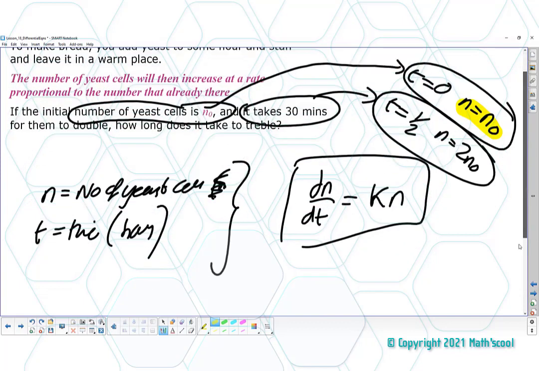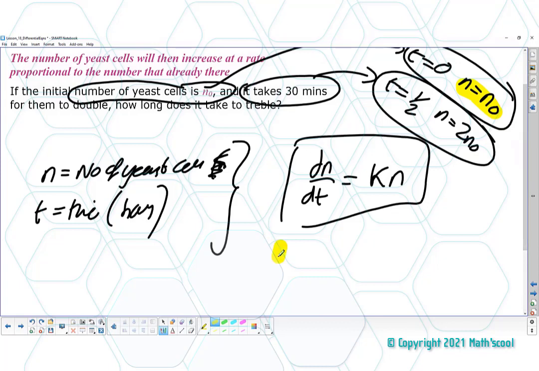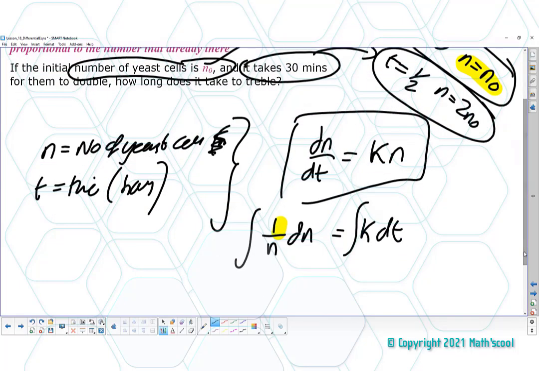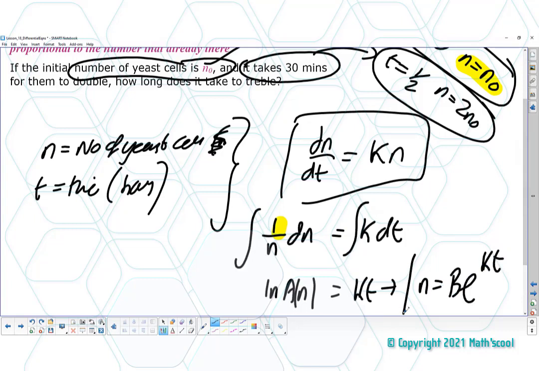So you all did the correct thing. You separated the variables. You said 1 over N dN equals k dt. And then you integrated both sides and it gave you ln N equals kt plus a constant. And then you rearranged it to give you N equals A e to the kt. That's the exponential growth equation.